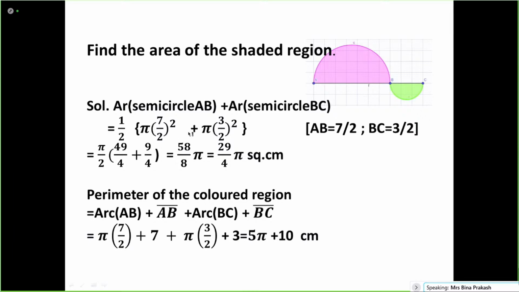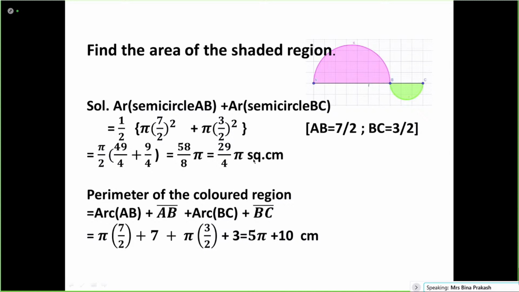So, what is that simplification that you see? We have pi common that has been taken out. It becomes pi on 2. Now, what is left inside is 7 on 2 square, that is 49 on 4. Then it is 9 on 4. Add them together, what you have is 58 on 8 pi. Now, here I have left the answer in terms of pi. It's not mentioned, that's okay.